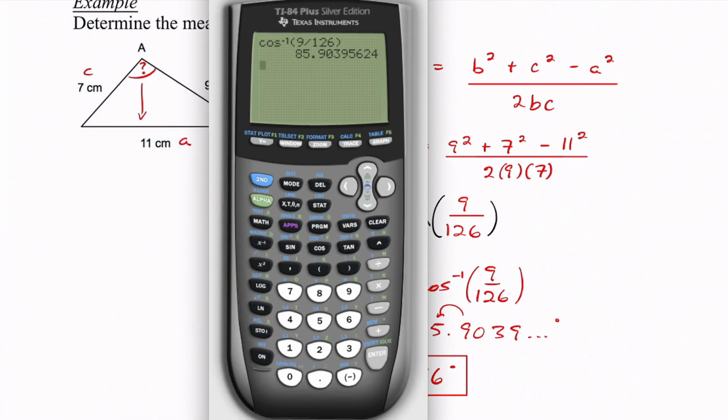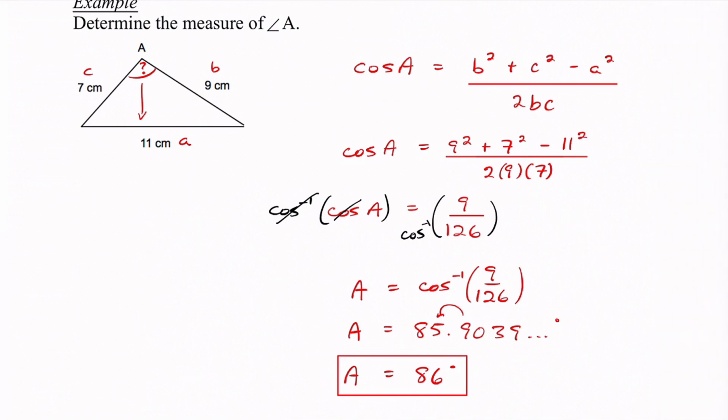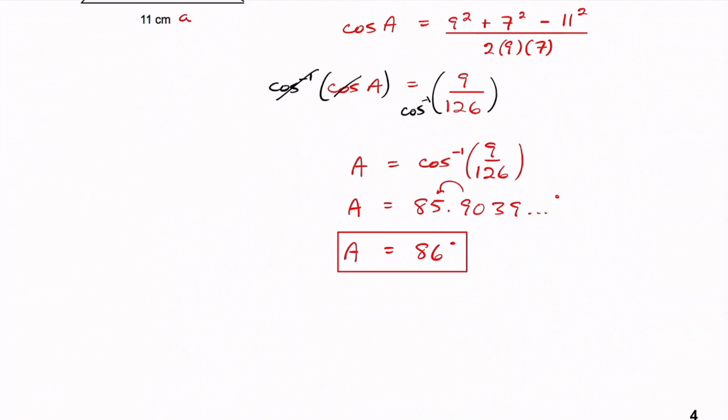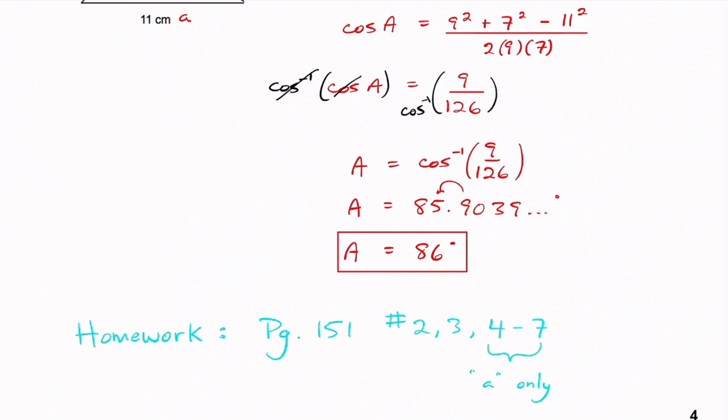So that is it for examples. That was our last one. Just going to write our homework questions here now at the bottom. And just a note, for 4 to 7, you're only doing part A only.